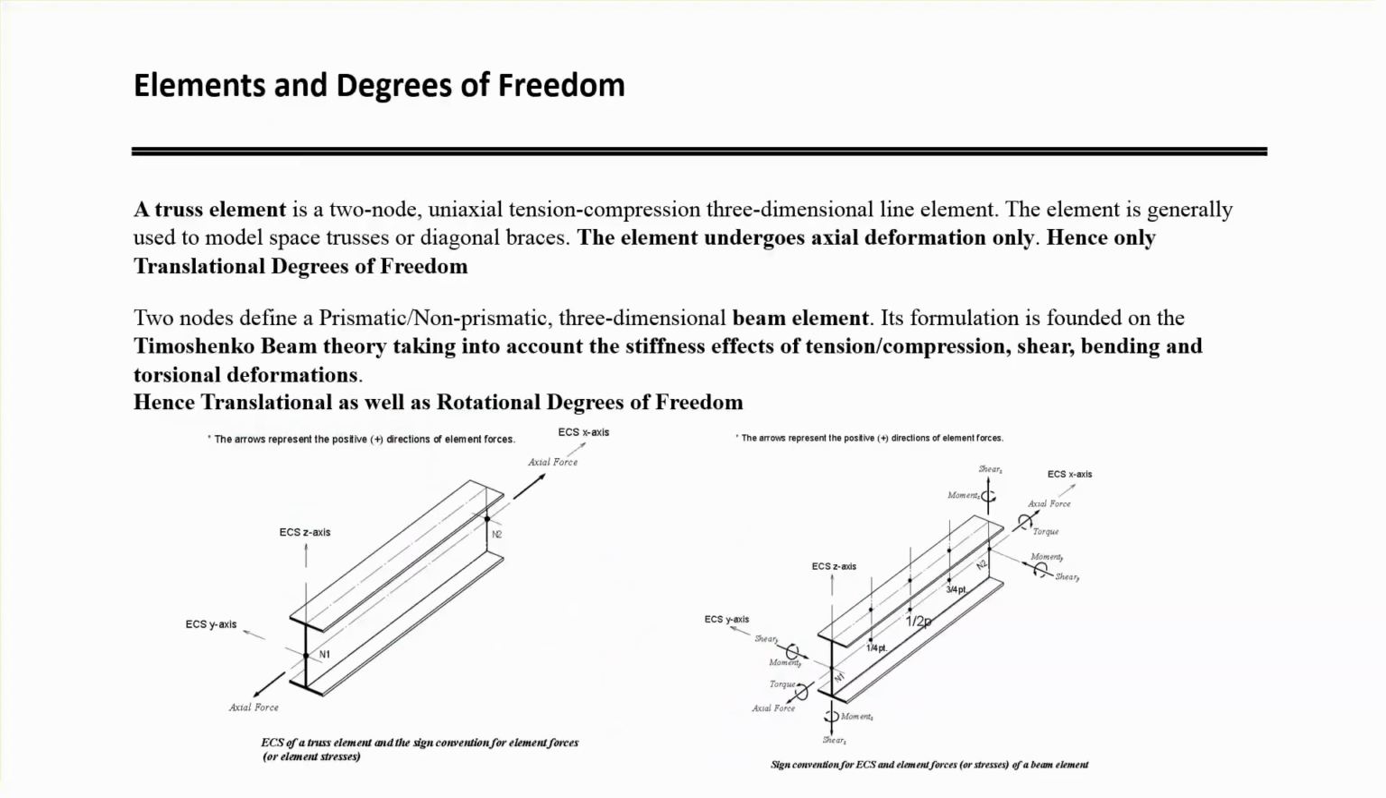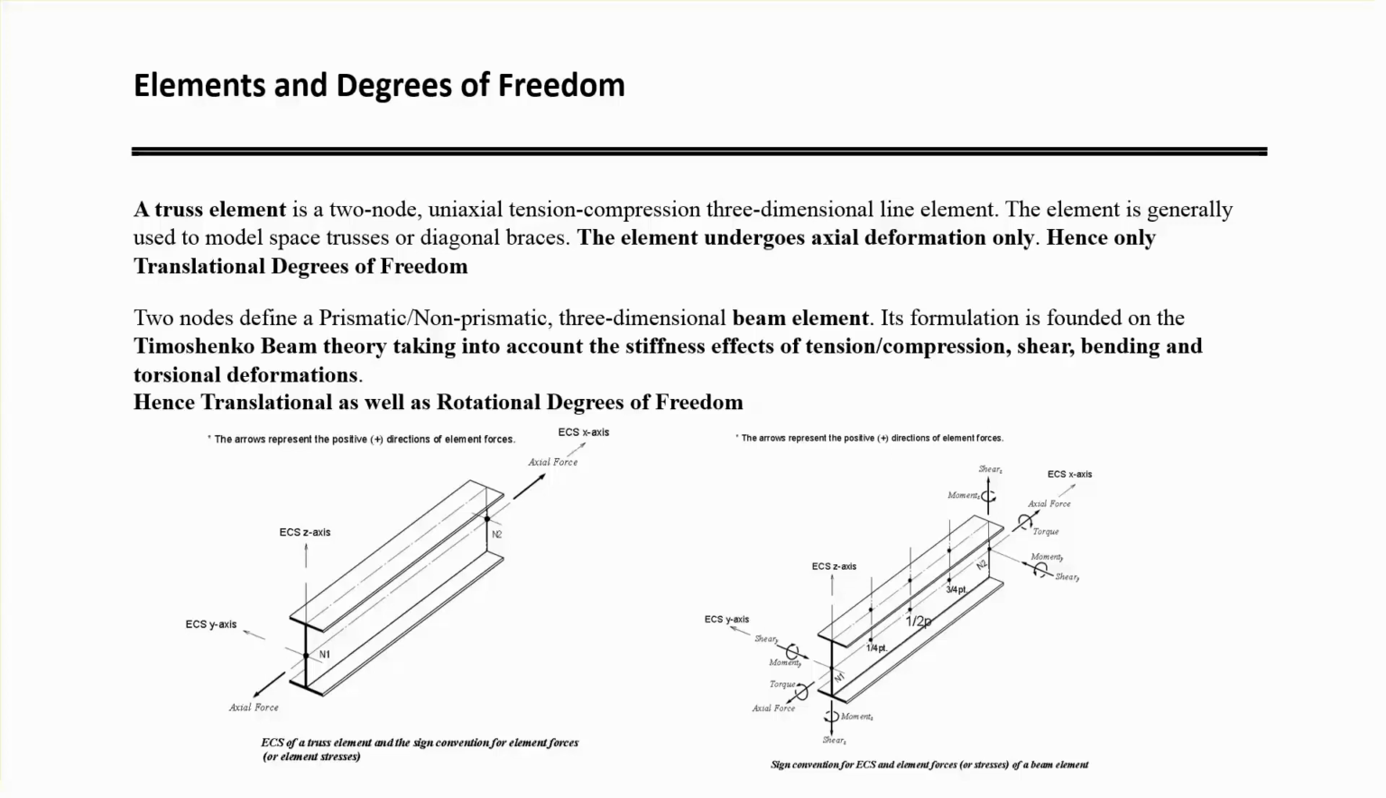Now let's talk about the elements and their degrees of freedom. What elements are we going to use? First is the truss element. As you are already aware, the truss element is uniaxial. That means it will carry either tension or compression, so it will only undergo axial deformation, and it has only 3 degrees of freedom, which are 3 translational degrees of freedom.